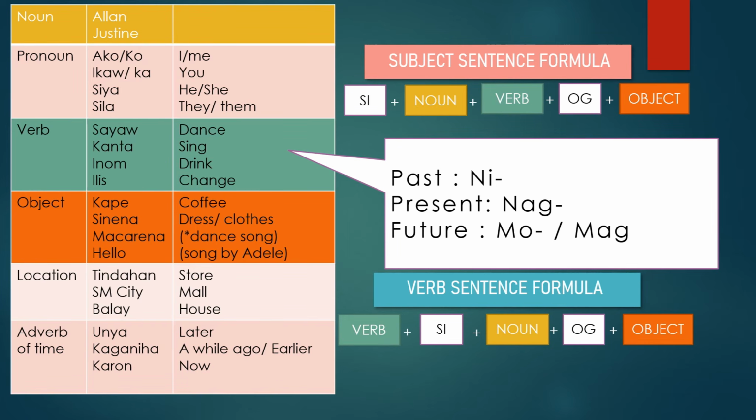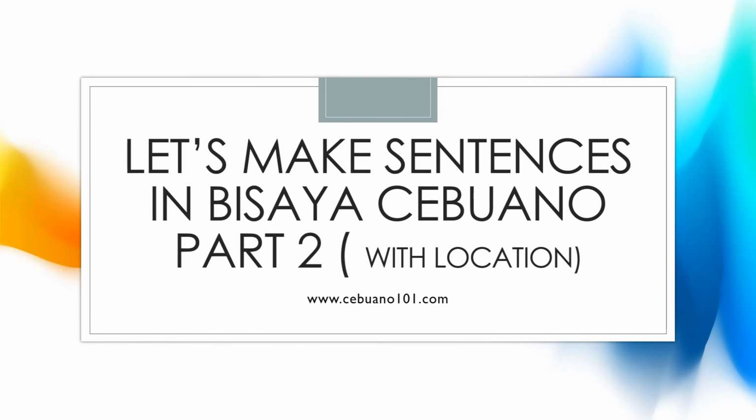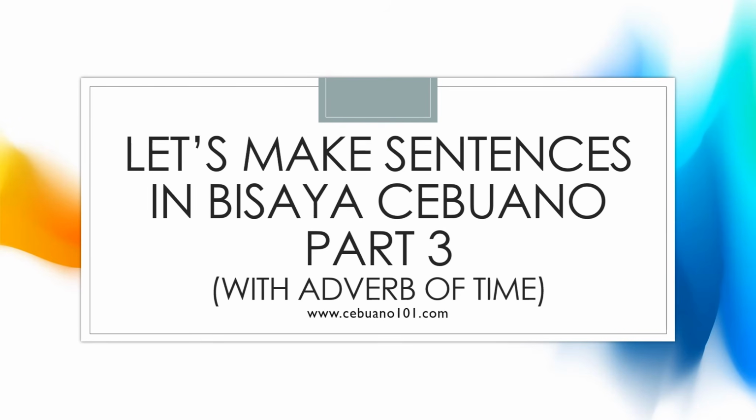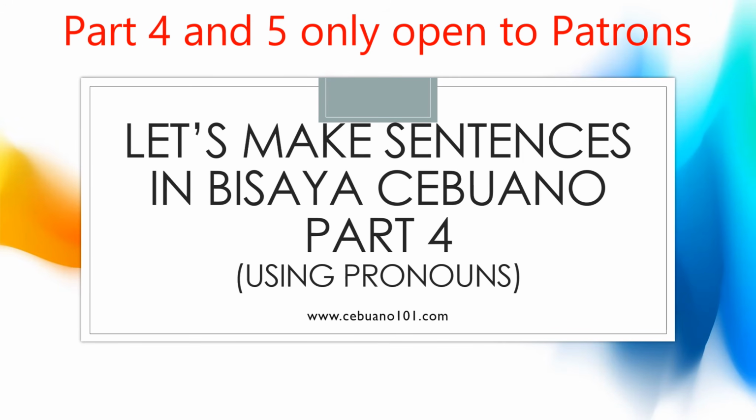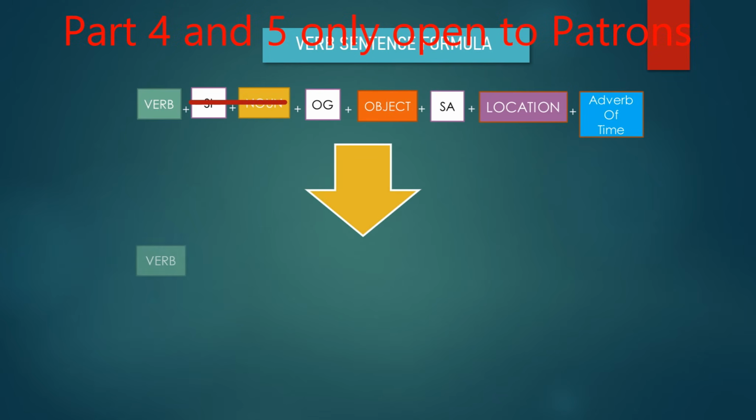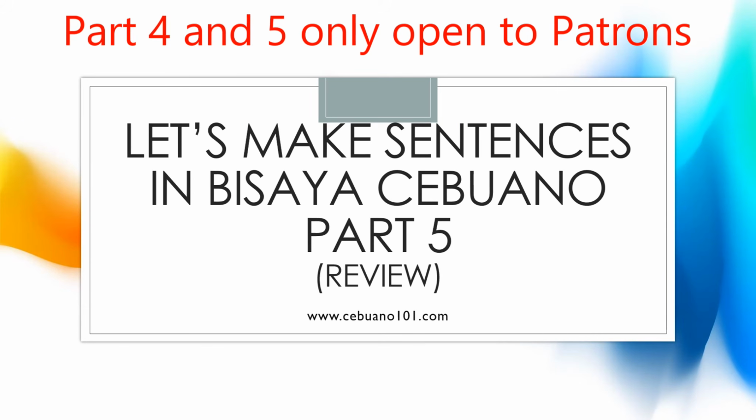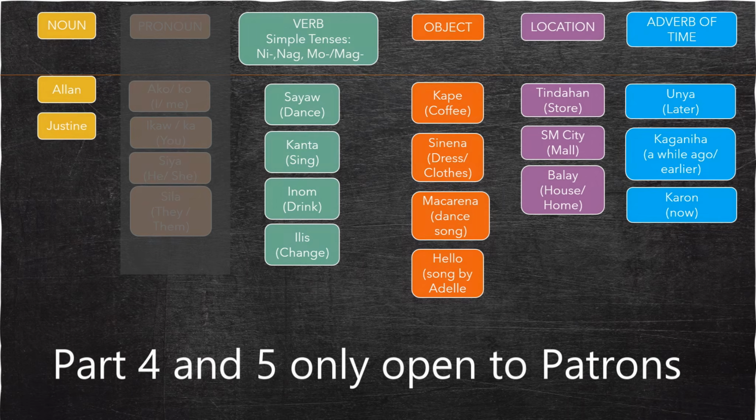In part 2, we will add the location. Part 3, we will add the adverb of time. And then part 4, we will be using pronouns instead of nouns. And then part 5, it will be a review of all the answers. So please do your assignment. Write down your answers and keep it. We will build up the sentences in each episode. And in part 5, we will have a review of all the answers, and you will be able to check all your answers in part 5.